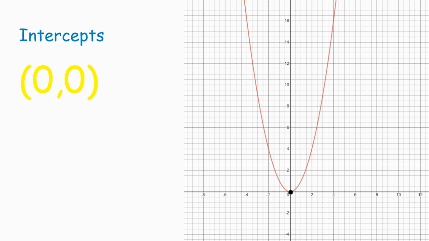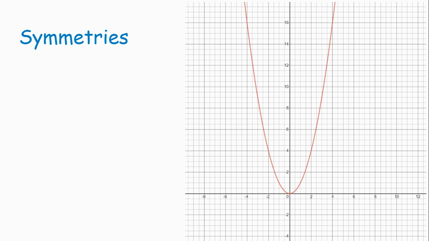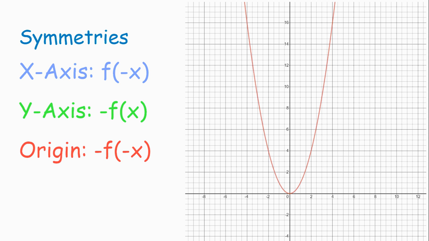The intercept would be (0, 0) because it touches only at the origin, and from there, it never touches the x-axis or the y-axis again. For these symmetries, for x-axis, you would plug in f of negative x. So if you put in negative x squared, that is equal to x squared.